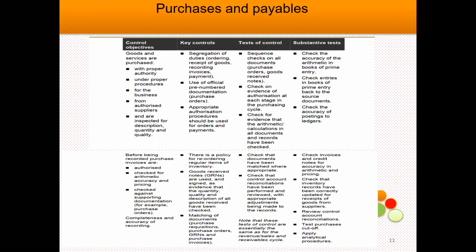Okay, so let's do something similar for purchases and payables. What are some of the control objectives? What do you think will be some of the control objectives for purchases and payables?